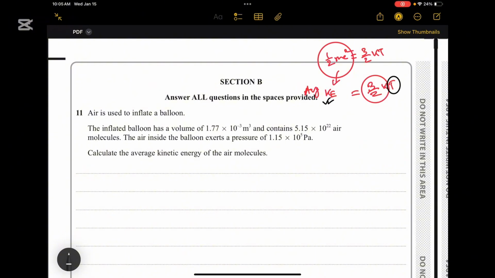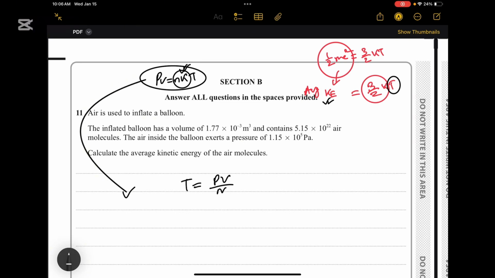Now, in order to find the temperature, we have to use the formula PV is equal to NkT. This is the formula which we will have to use. In this PV is equal to NkT, Nk is a constant. Actually, k is the constant which we don't need to take into consideration, but we can write this formula like this, that temperature will be equal to PV by Nk.